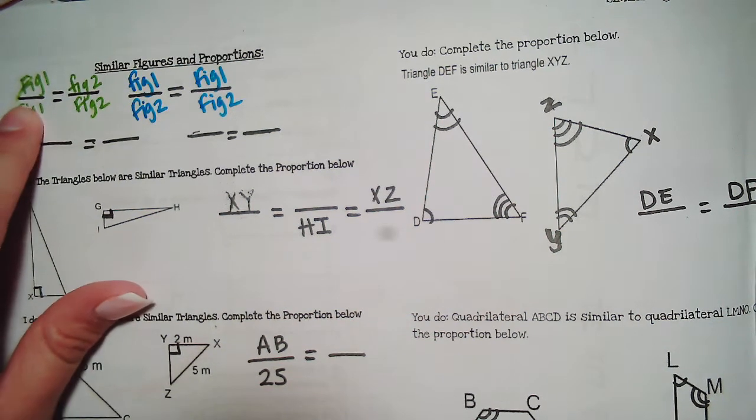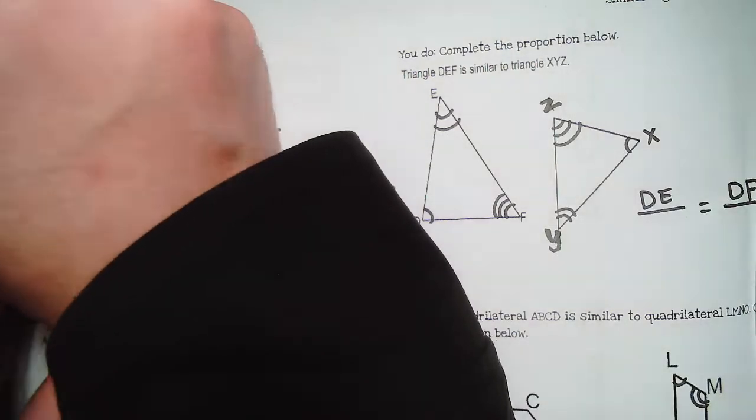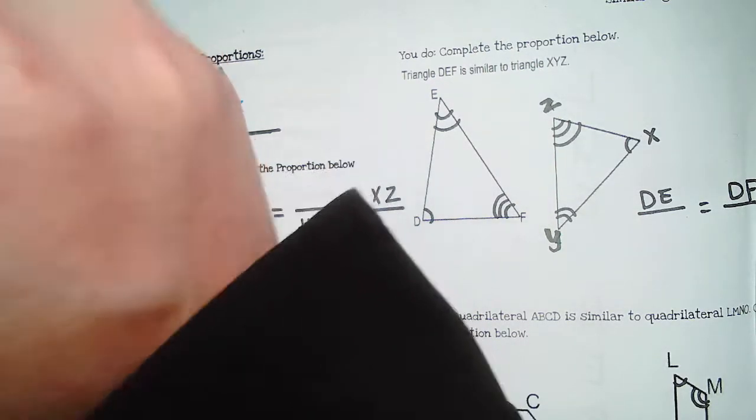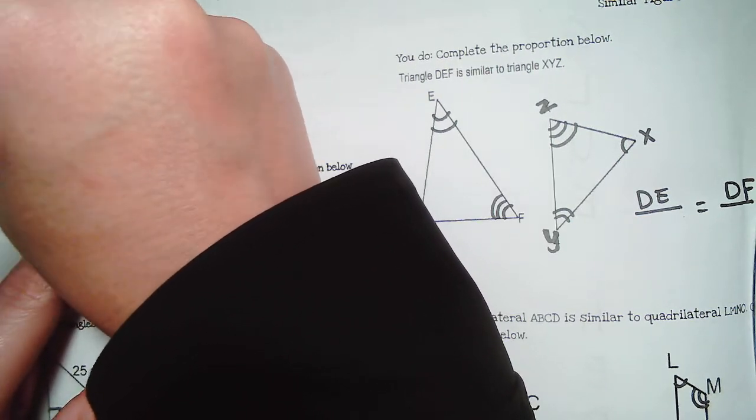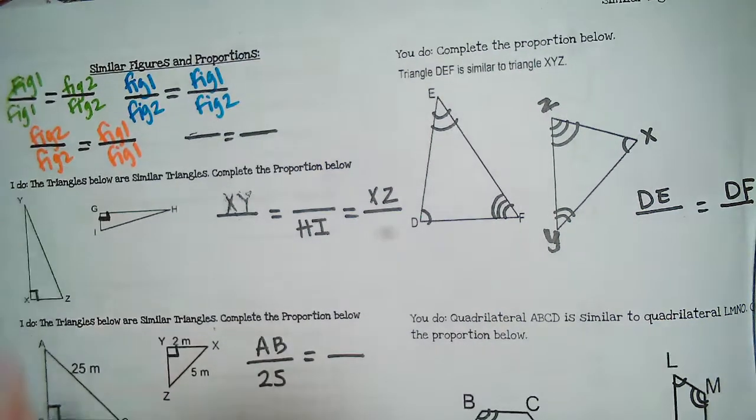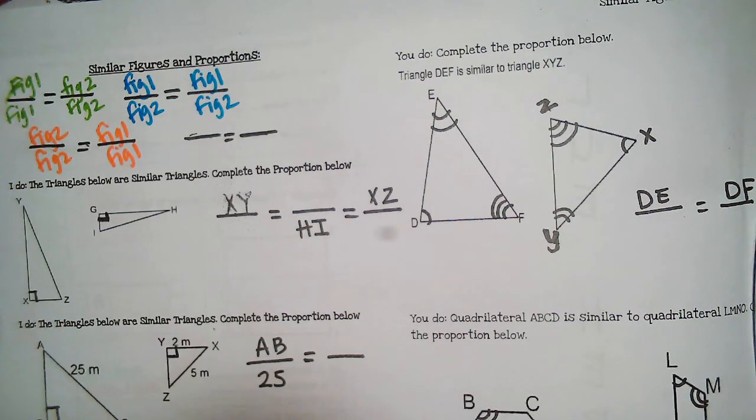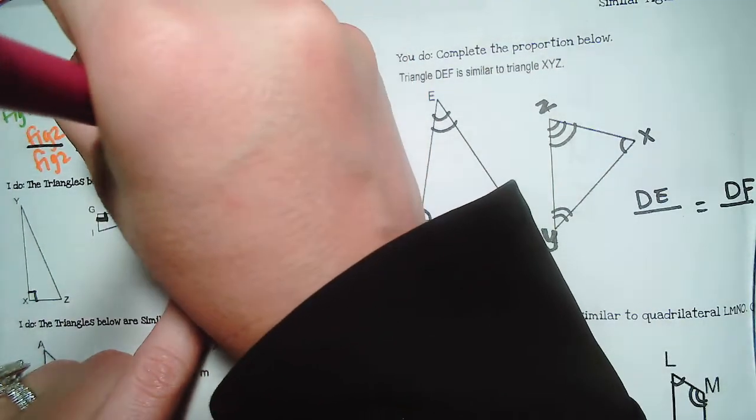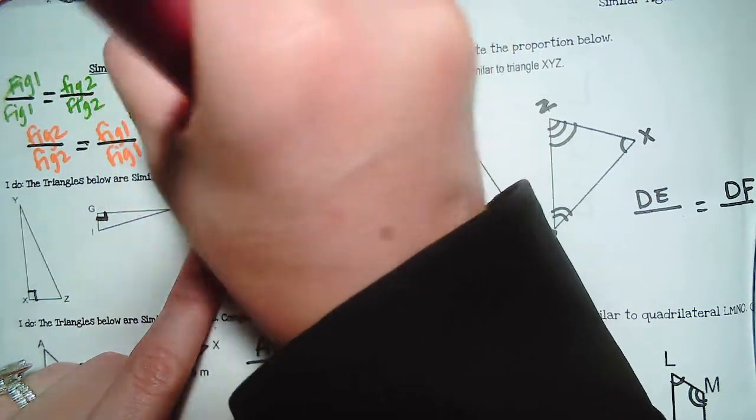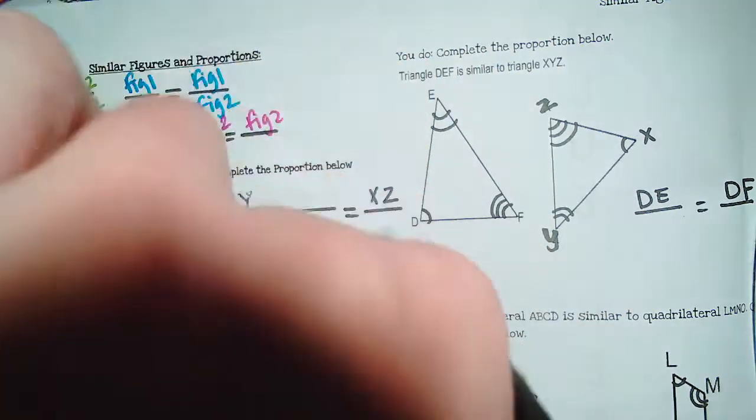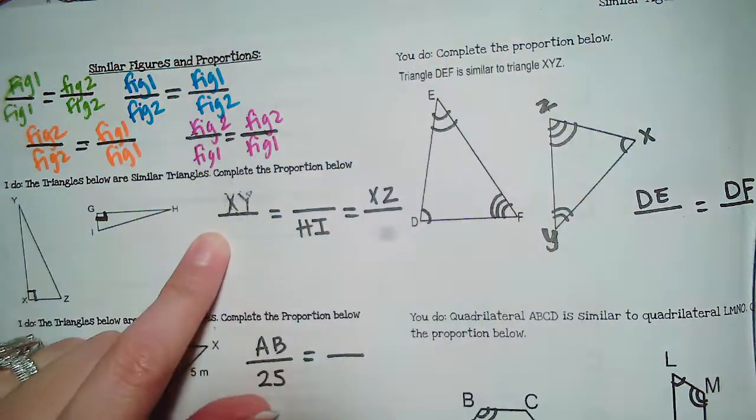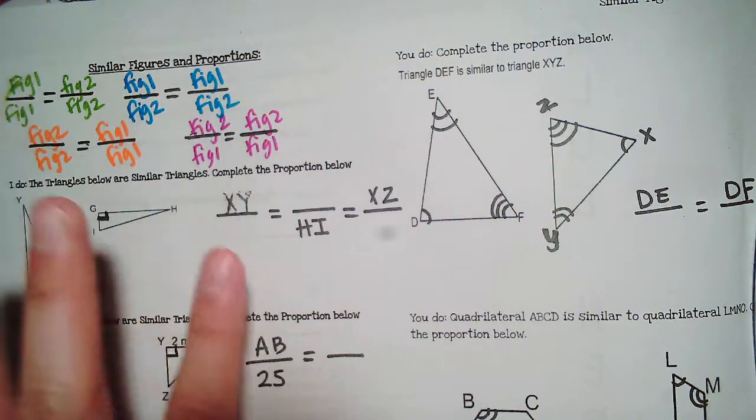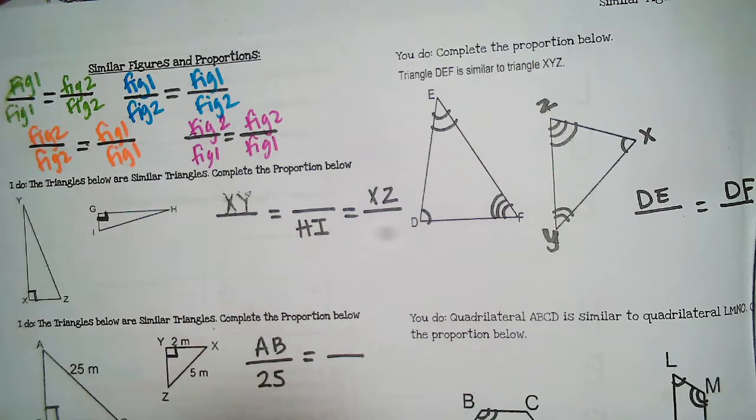I just don't want you to get used to always seeing figure 1 on the left side. You could have figure 2 over figure 2 equal to figure 1 over figure 1, and same thing with the last one. This is just showing you the flip side, where figure 1 doesn't always have to come first. So we're going to go ahead and do an example.